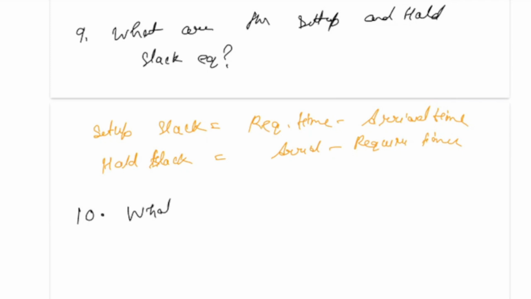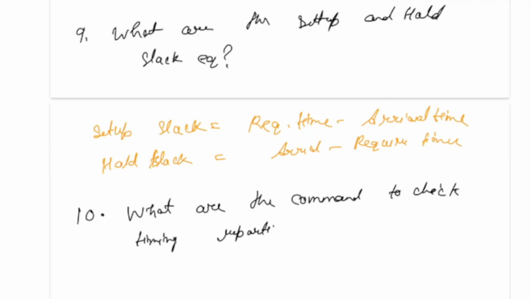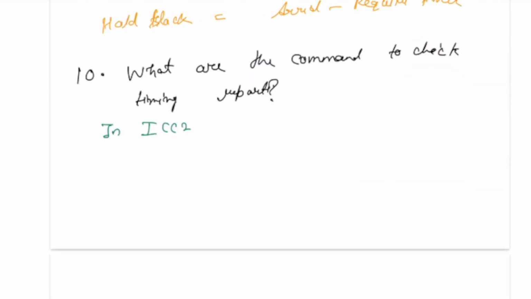What are the commands to check the timing report? In ICC2, the command is report_timing.